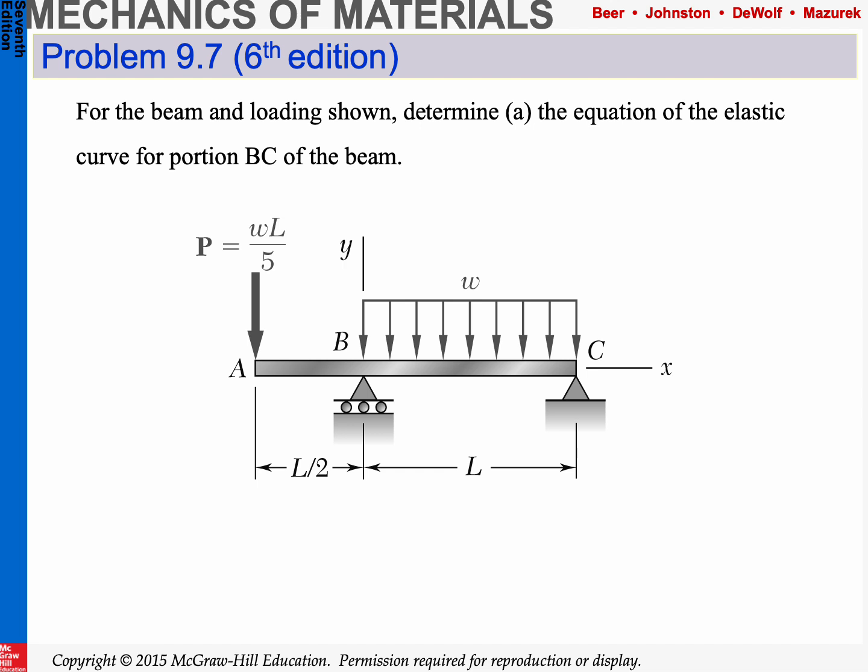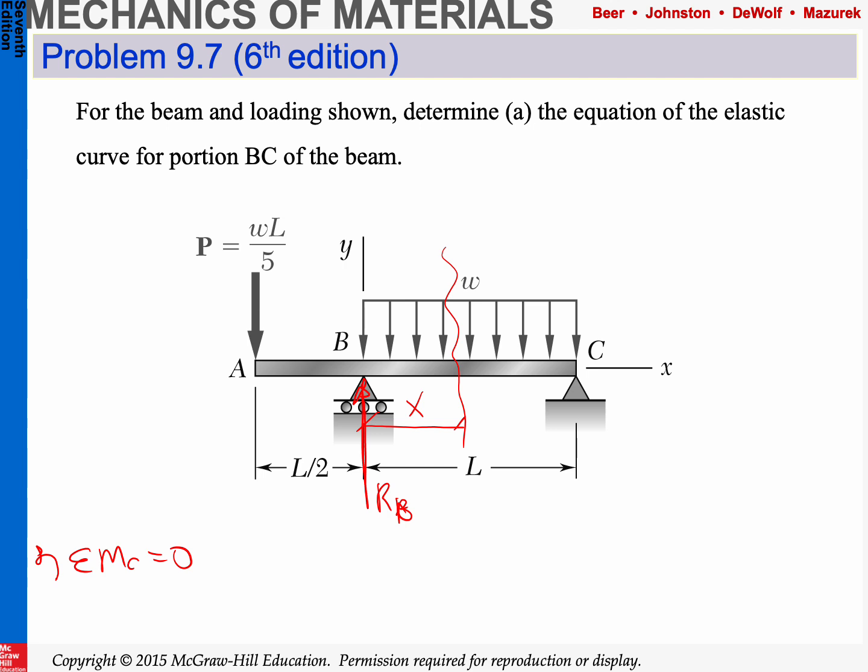So the first thing that you do is we want to find the reactions. And again, if we want to find between B and C, we don't need to find the reaction at C. This should be B, not A. The first thing that we do is we can sum the moments about C is equal to 0.